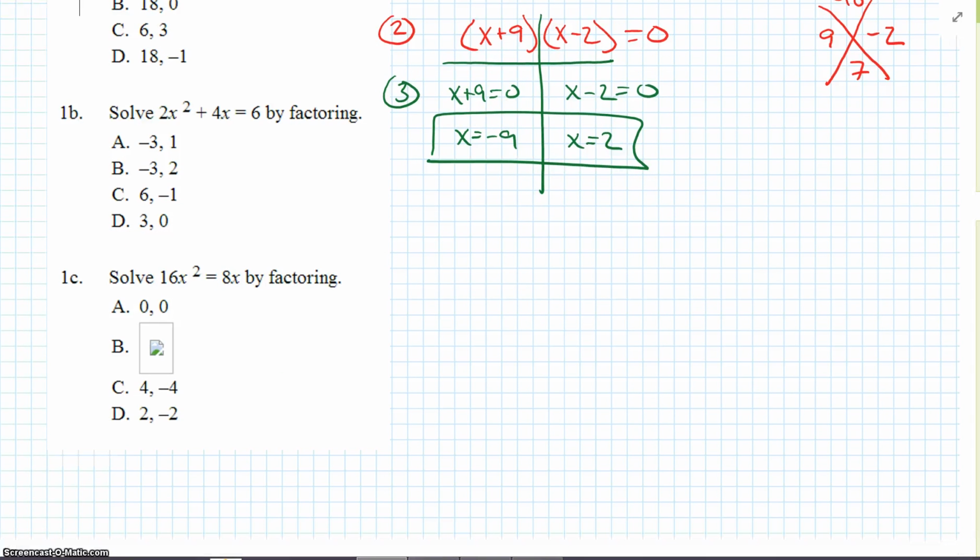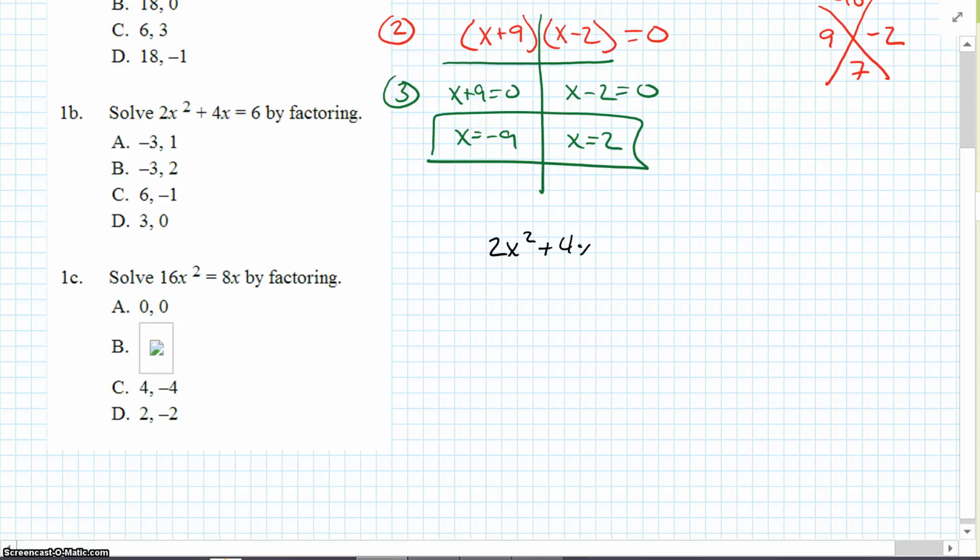Okay, going to the next one. Solve 2x squared plus 4x equals 6. Step 1, get everything on one side of the equation, simplify it the best we can. So I get 2x squared plus 4x minus 6 equals 0.